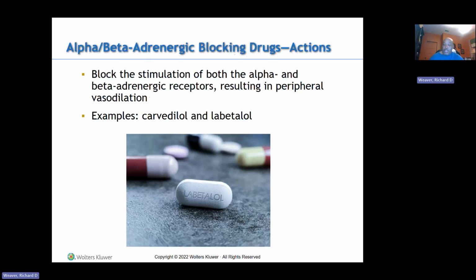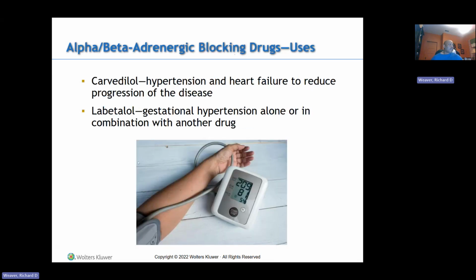You also need to know their history, right? Because if they have a history of diabetes, they have a history of hyperthyroidism, then you need to know that, because again, these drugs can mask those symptoms.